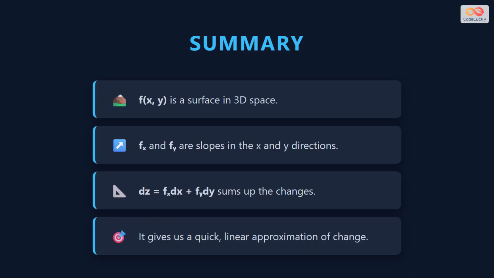To wrap up, remember these key points. We are dealing with surfaces in 3D space. We use partial derivatives to find slopes in the x and y directions. The total differential simply sums up the rise from each direction to estimate the total change. It is a powerful tool for linear approximation.